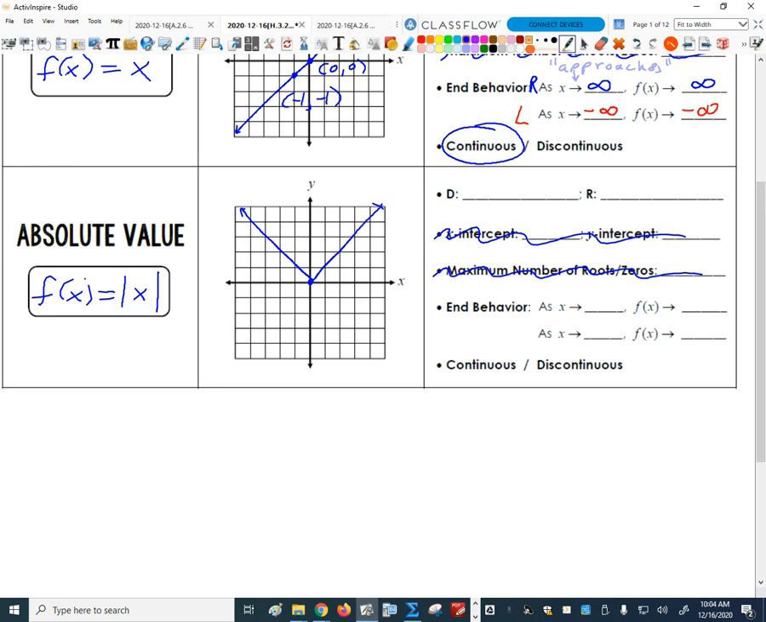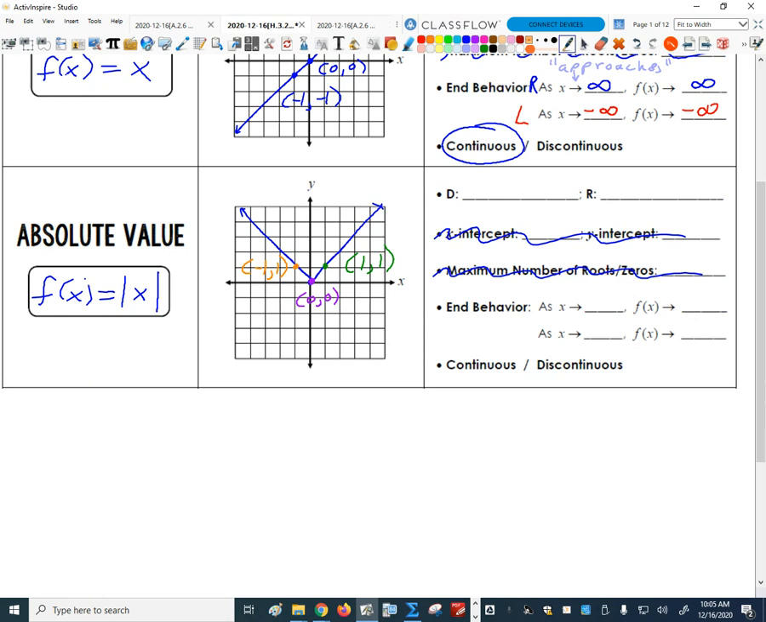So the key points it goes through, maybe we'll color code these a little bit. The purple point right here is the origin, and that's a really important one. The green point goes through the point (1, 1). And the orange point over here goes through the point (-1, 1). That gives us the shape of the function. Those are some easy points to use in graphing the function.